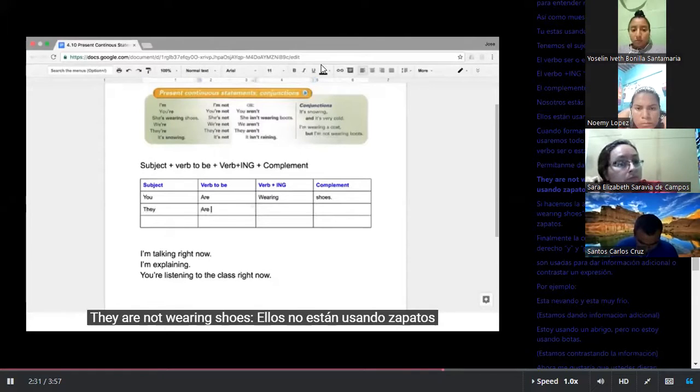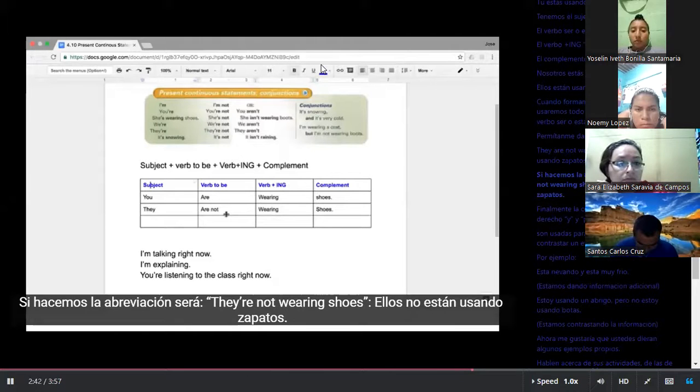They are not wearing shoes. If we made the contraction, that'll be they're not wearing shoes.